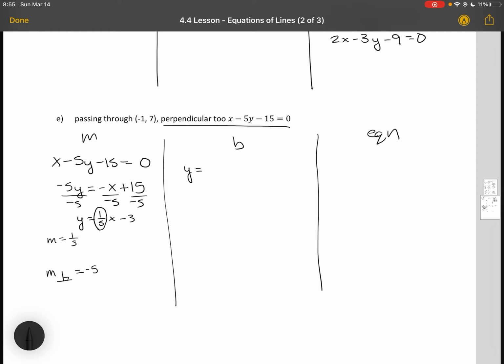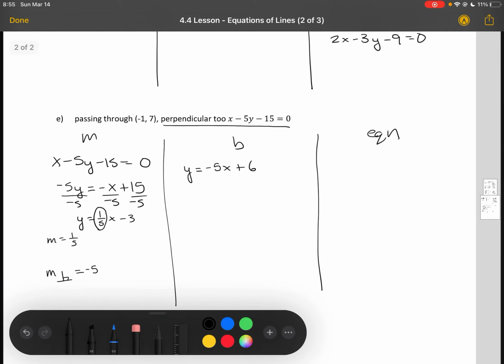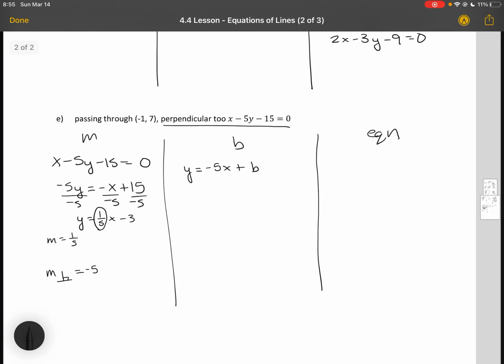In order to find my y-intercept, I can substitute in the point that I'm given to solve for b. So we can substitute in 7 for y, minus 1 for x, which is going to give me a value of b equals 2. Now I can write my equation, and I can move everything over onto the left-hand side to give my final answer in standard form.